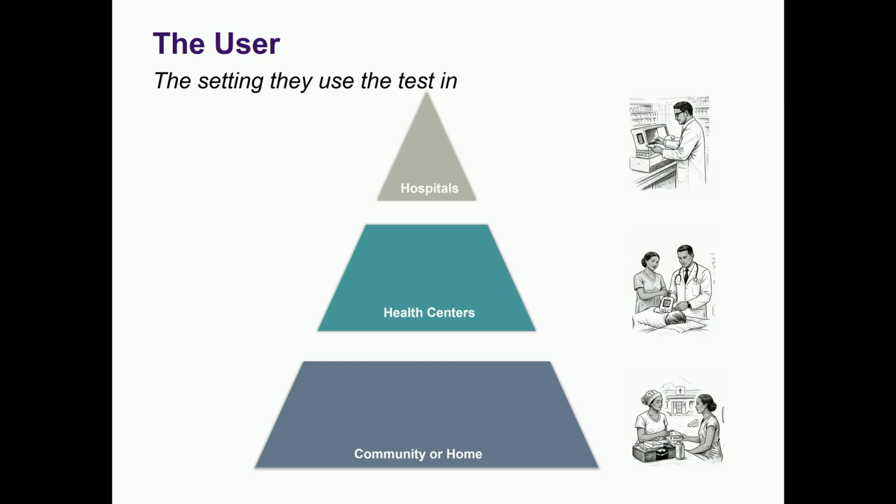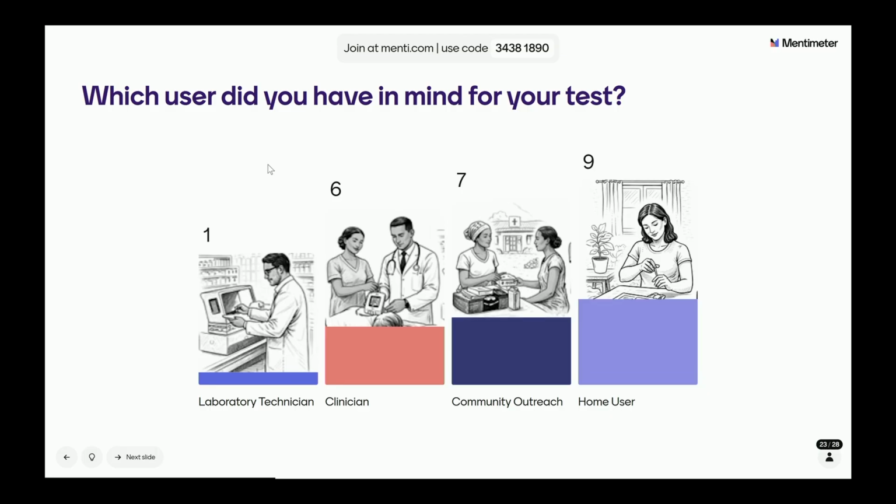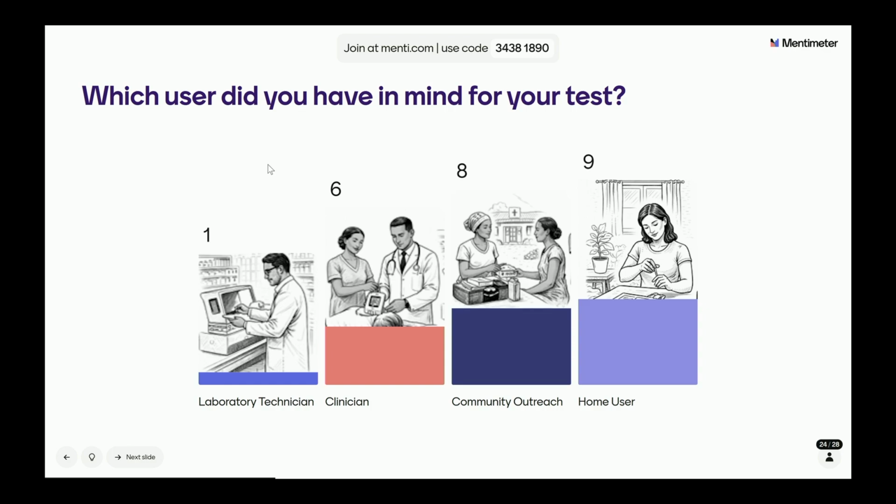So when you were thinking about your user for your test, I'd like you to tell me, using Mentimeter, who you actually had in mind. Okay, that's close enough. All right. So we had the one person who said the laboratory technician. That's great. But this is where it gets interesting. The Rapids and the Test B were a little bit split. So probably the home user, the community outreach, and the clinician. And with the home user being the number one.